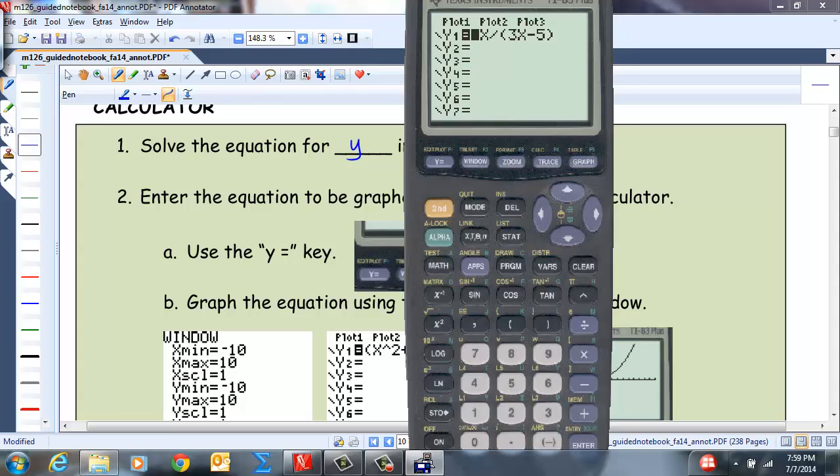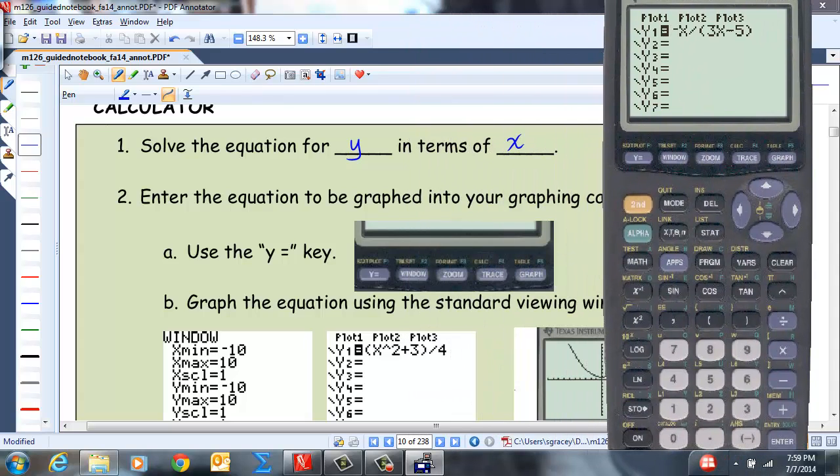I press the y equals key. I made a picture of where it is. Let me clear this one out. I graphed the equation x squared plus 3 all divided by 4. It was one of the last one that we isolated. So I actually wrote it a different way when I worked it out here. So I'll put it in the same way I wrote it.